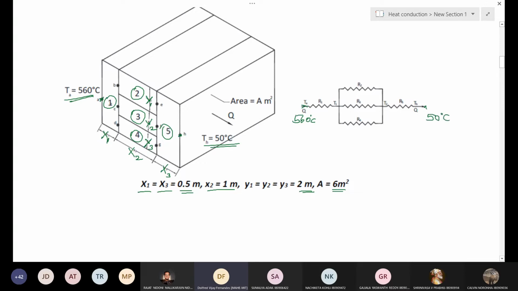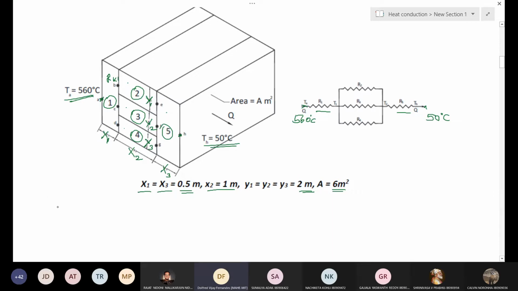And in between, we have the conduction resistances. This is RK1, RK2, RK3, RK4, and RK5. And as I told you, we should know how to write this circuit. R1 and R5 are in series with the combined resistance of R2, R3, and R4. So first we will make a table so that it will be easy for us to write the resistances and all.